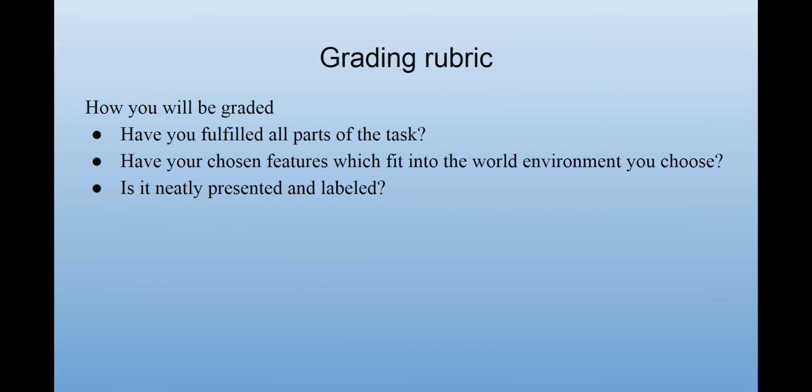And finally, grading rubric. How is this going to be graded? Have you fulfilled all parts of the task? Have you created your ecosystem that has the plants and everything you would need for the plants? Have you chosen features that fit into the world? So again, does what you've created for this ecosystem make sense for the planet? And finally, is it neatly presented and labeled?